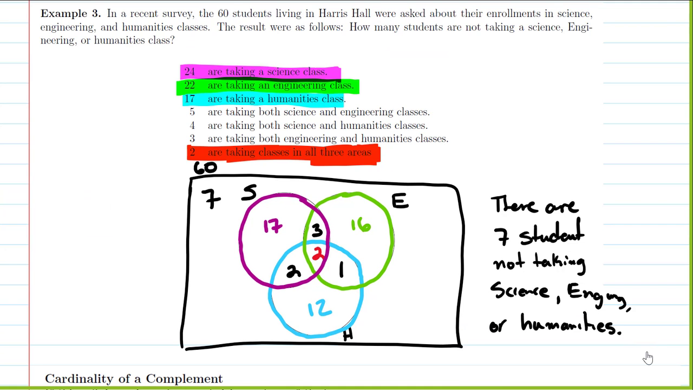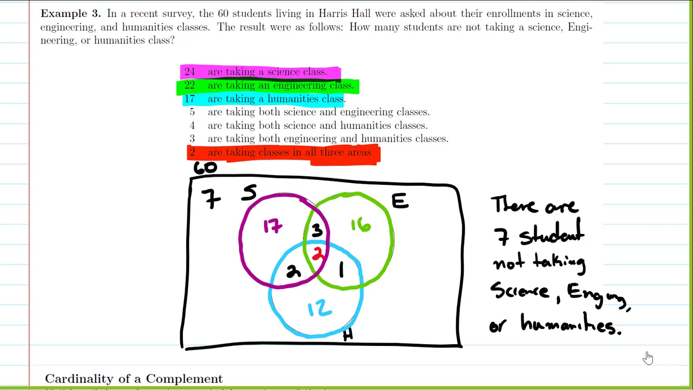All right. So we knew our universe had 60 students in it, and we wanted to find the students that weren't taking a science, engineering, or humanities class. Well, if we union together S, E, and H, we got 53 students. The complement of science, engineering, and humanities would be the things not in any of those 3, purple, green, or blue, right? And that left us with 7 things. So we were able to count the complement of that set.